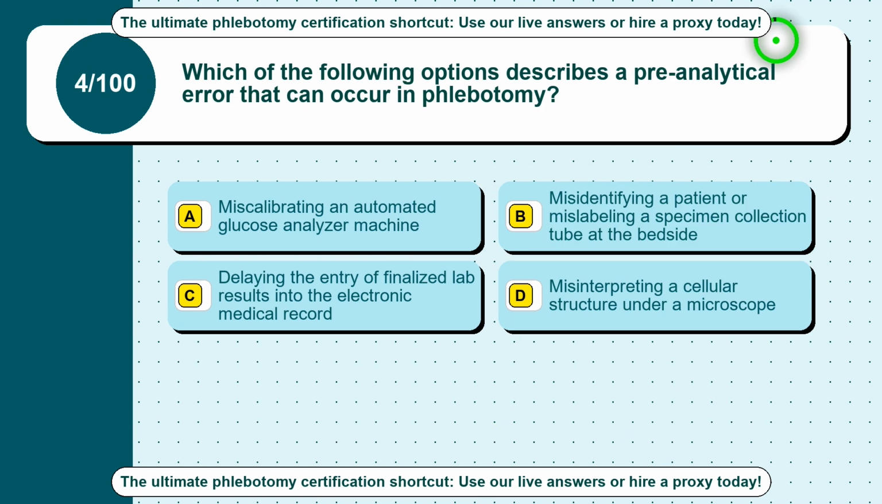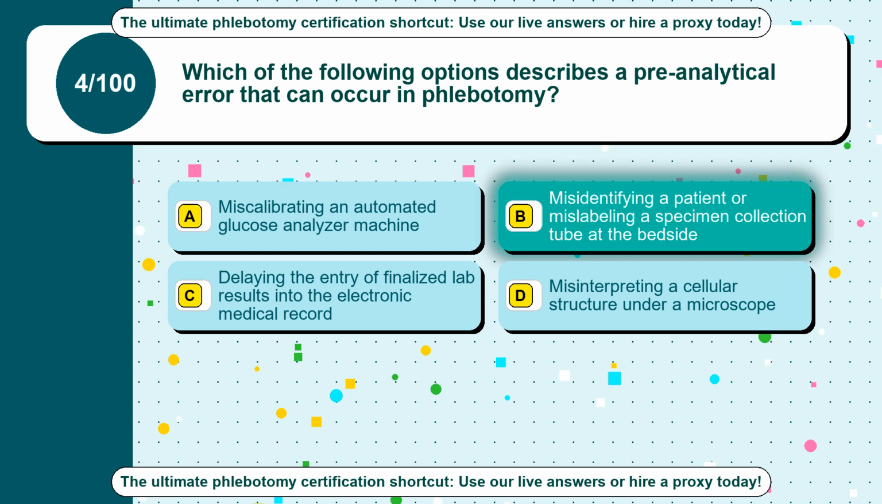Question 4. Which of the following options describes a pre-analytical error that can occur in phlebotomy? Option A. Miscalibrating an automated glucose analyzer machine. Option B. Misidentifying a patient or mislabeling a specimen collection tube at the bedside. Option C. Delaying the entry of finalized lab results into the electronic medical record. Option D. Misinterpreting a cellular structure under a microscope.